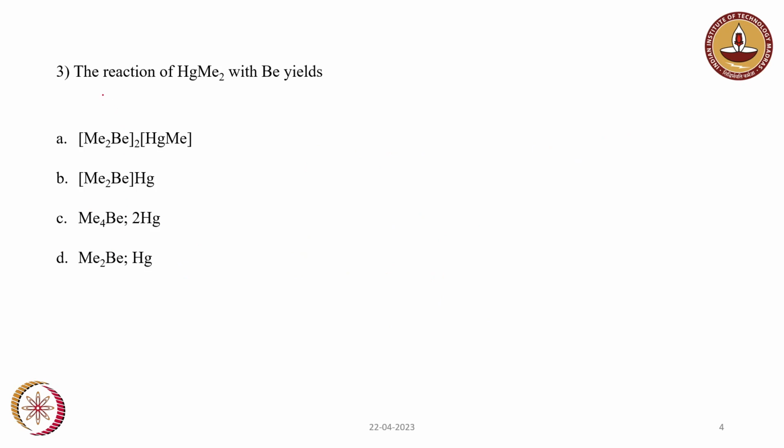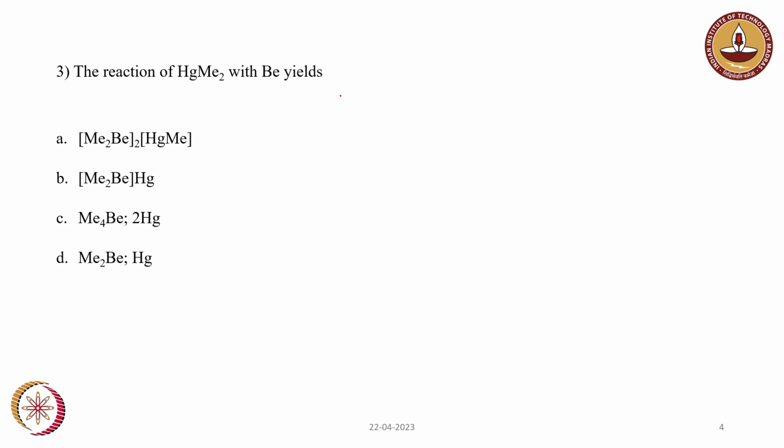The next question is: the reaction of HgMe2 with beryllium yields. Option A, Me2Be twice HgMe. Option B, Me2Be Hg. Option C, Me4Be and 2Hg. And option D is Me2Be and Hg.